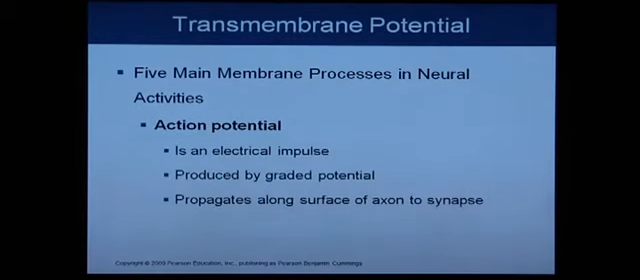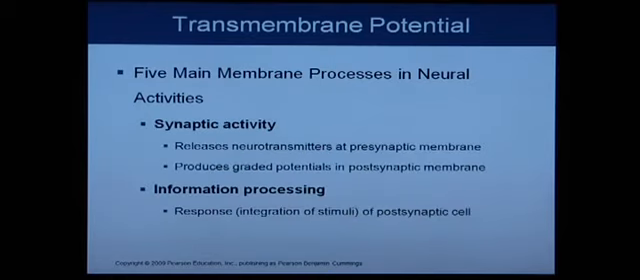And then we have what we call an action potential. An action potential is an electrical impulse that is produced by the aforementioned graded potential. And it will propagate or move along the surface of the axon to the synapse. Once this potential gets to the synapse, we will probably have the release of a neurotransmitter out of the presynaptic neuron, as we kind of mentioned before.